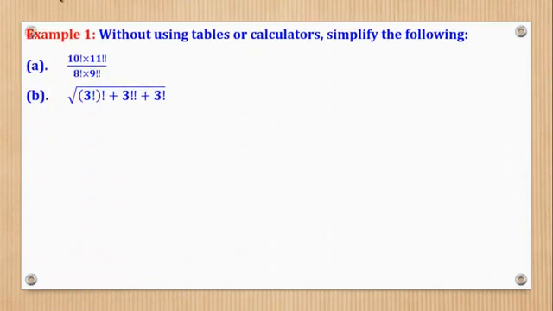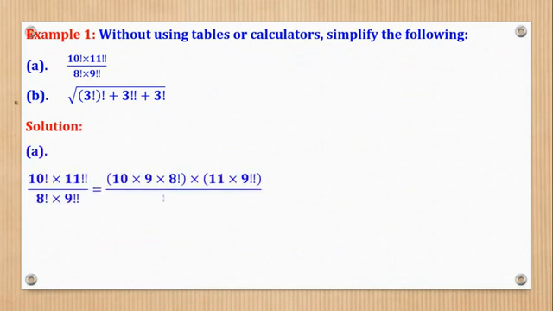With that, you can go through these questions that say, using tables or calculator, evaluate or simplify the following. So let's start with Roman 1. Roman 1 has that, so we shall reduce. So this one 10 becomes 10 times 9 times 8 factorial. We stop at 8 because of this. Then 11 becomes 11 times 9 double factorial, and we stop at 9 because of that.